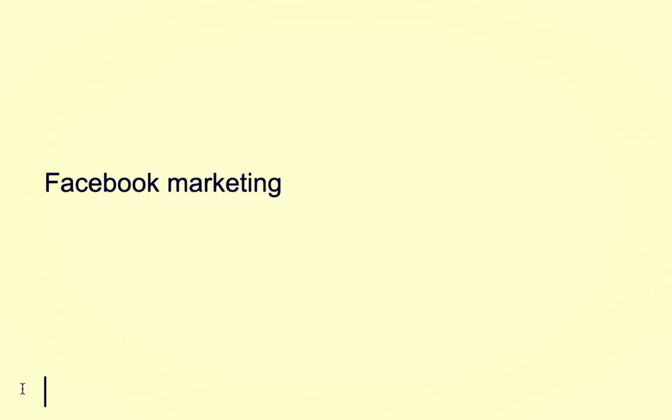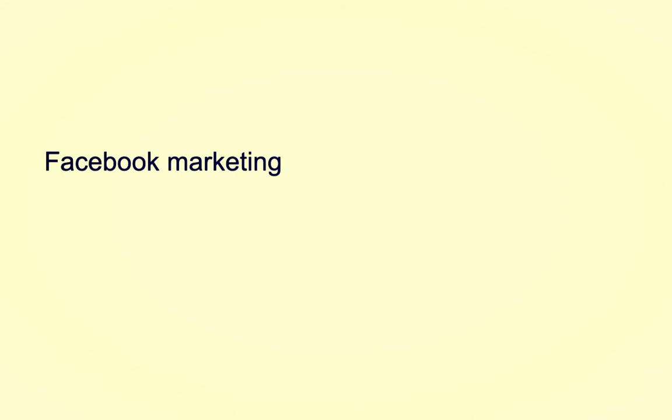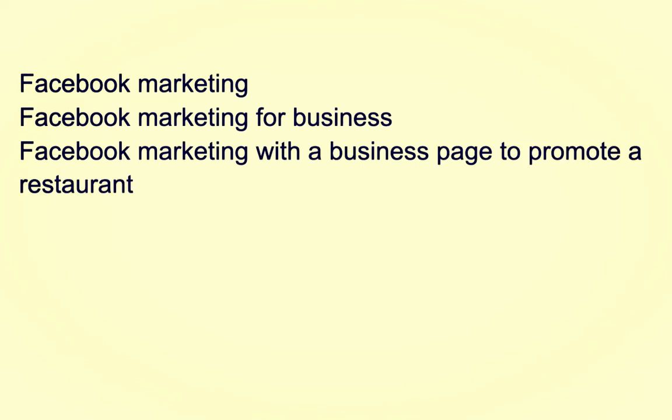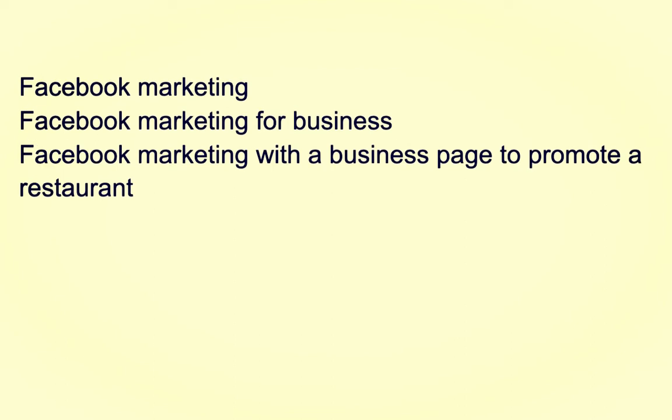So now let's look at another example that's competitive. Let's say you have a Facebook marketing agency or something like that, and you're trying to rank for the keyword Facebook marketing. Well, that's extremely hard to rank for. So we can go a little more long tail. Facebook marketing for business. This will still be competitive, but not as competitive. So let's go a little bit more long tail. So now we're doing Facebook marketing with a business page. This is a specific tactic. So instead of doing a broad video about Facebook marketing, you'd be doing a specific video on how to do Facebook marketing with a business page.